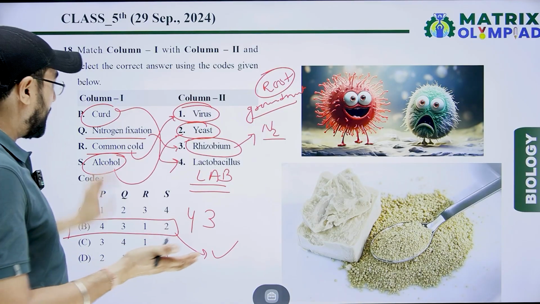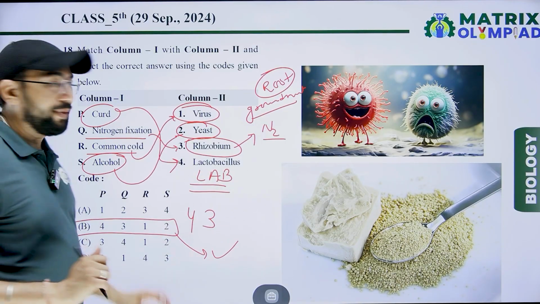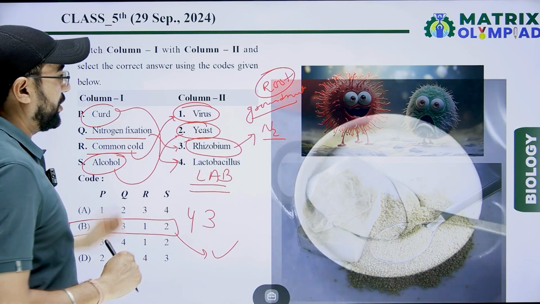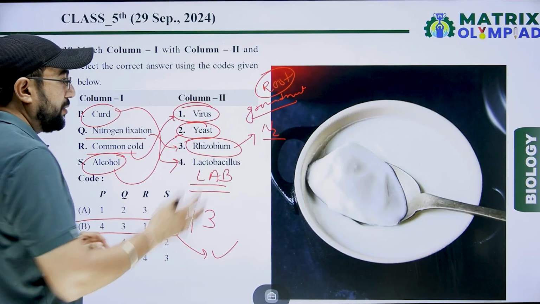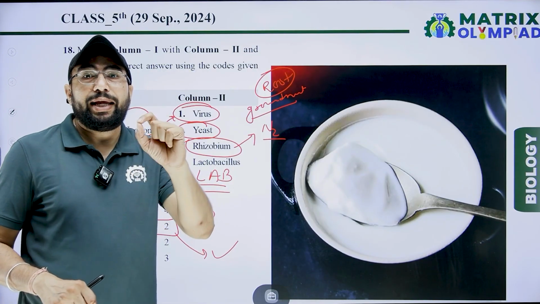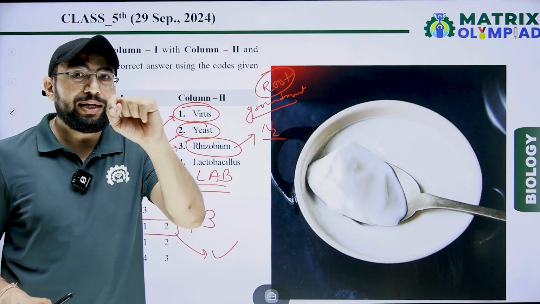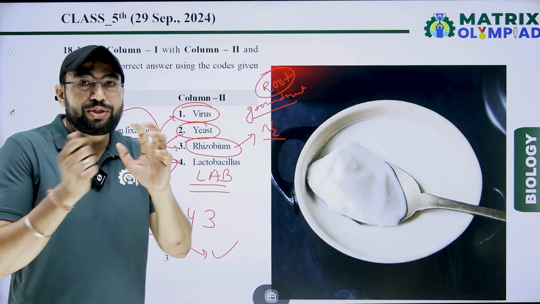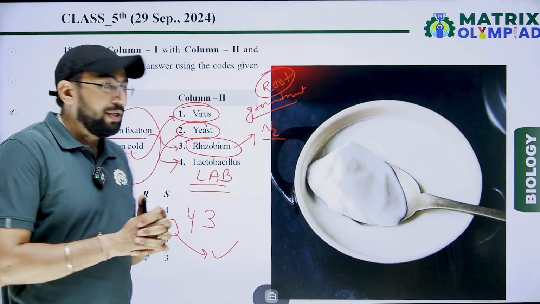Viruses, yeast, and fungi are used in fermentation. In curd, a small amount of inoculum like LAB, lactic acid bacteria, is used in curd formation. That is the result.